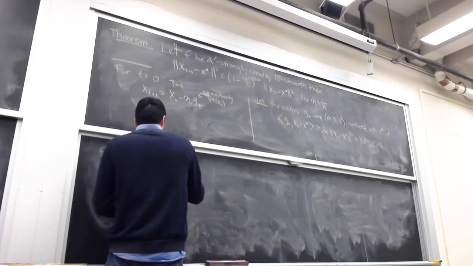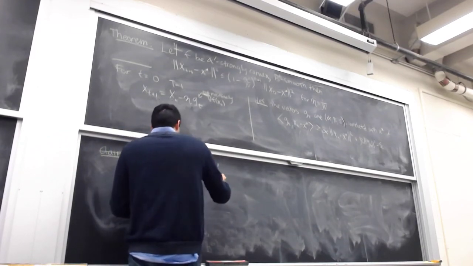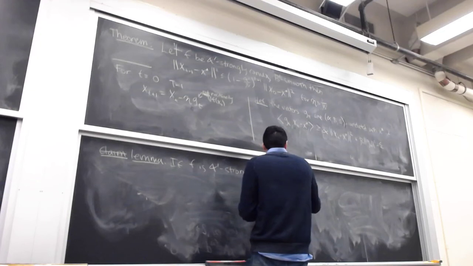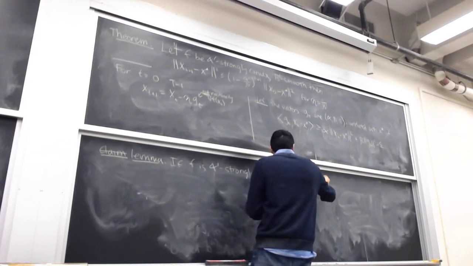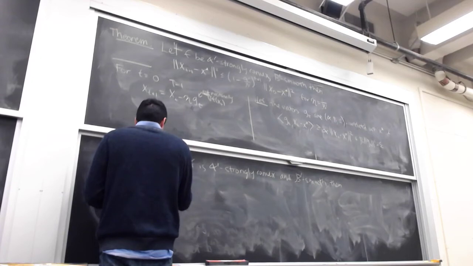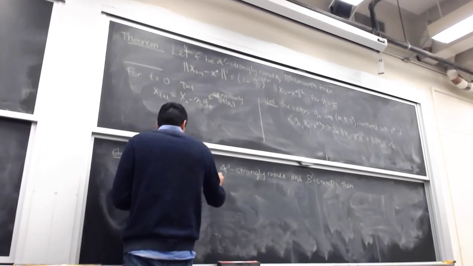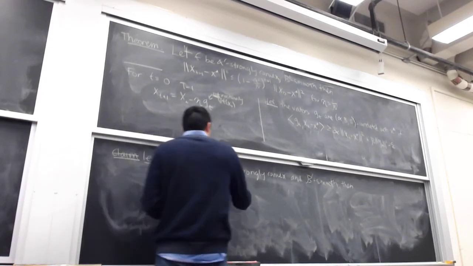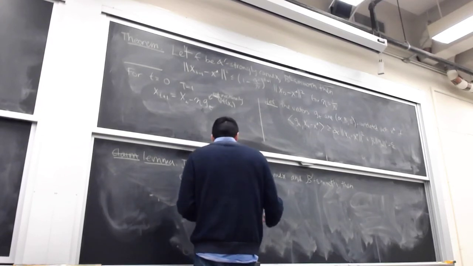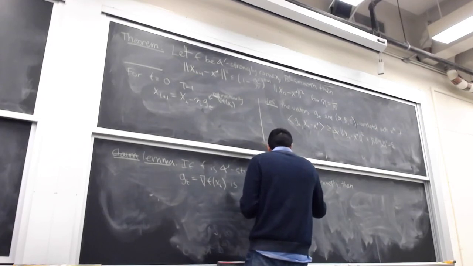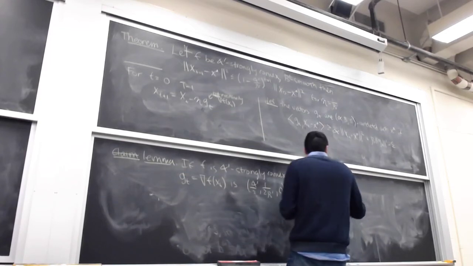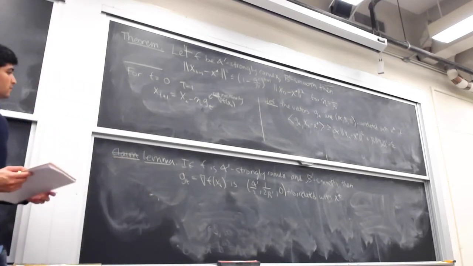So the lemma I want to state is that if f is alpha prime strongly convex and beta prime smooth, then the gradient, if I set gt, the direction that I move in, to be equal to the gradient of f at xt, is alpha prime over 2, 1 over 2 beta prime, 0, correlated with x star. So that's the key point.